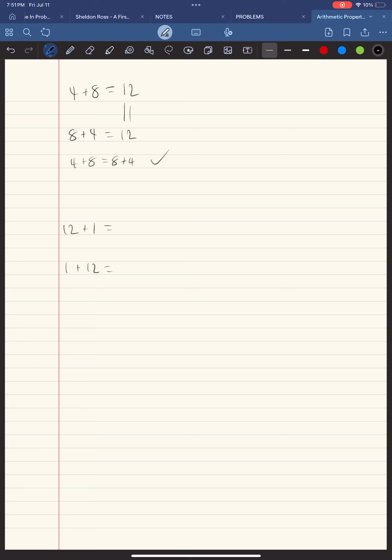And then looking at just another example to help solidify this into our memory, we have 12 plus 1, which is obviously 13. And then here we have 1 plus 12, which is also equal to 13. Just like in the previous example, we can then say that 12 plus 1 is equal to 1 plus 12. Just like that, we're done. Well, with this part of the commutative property.